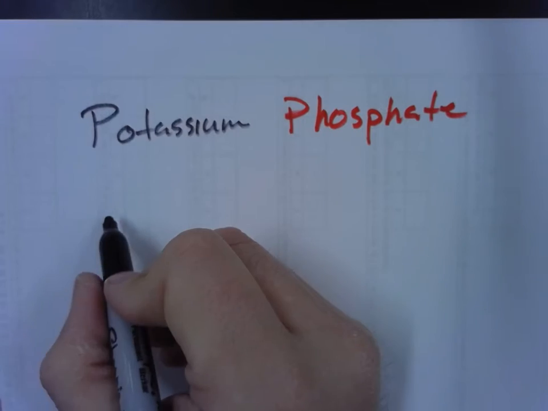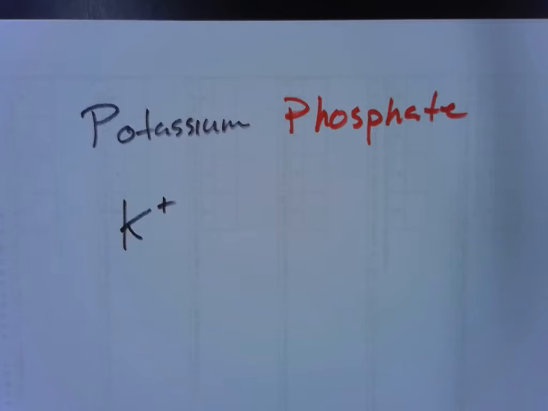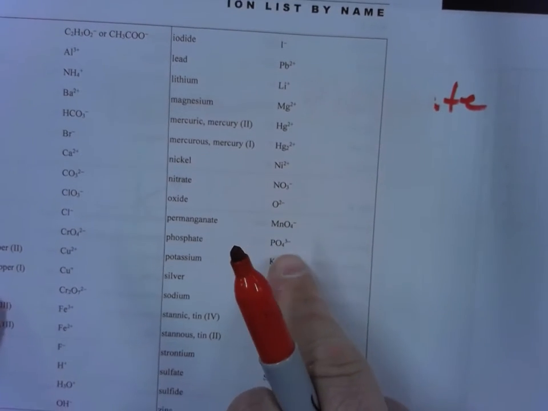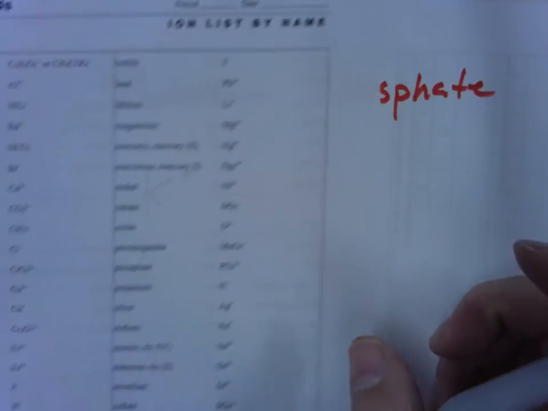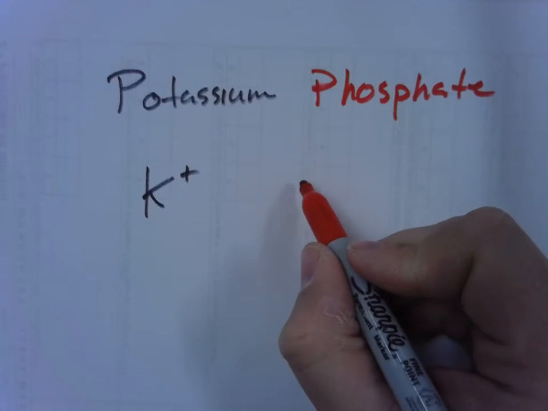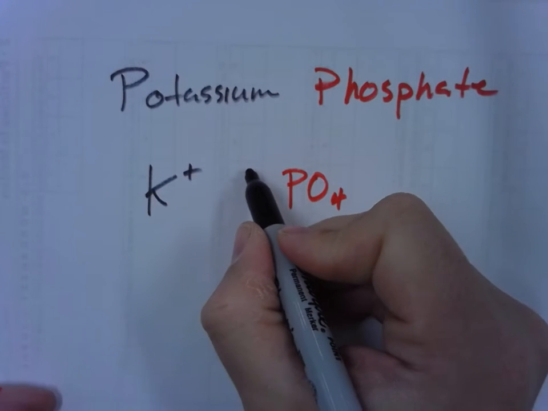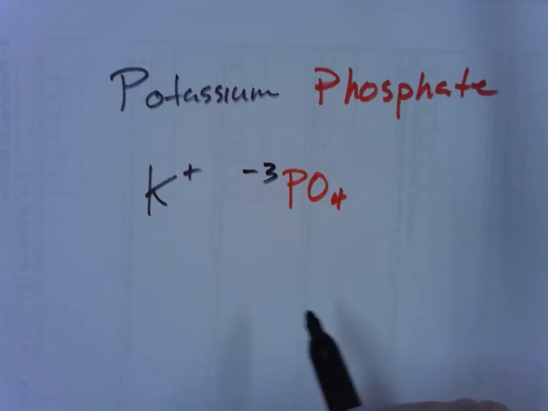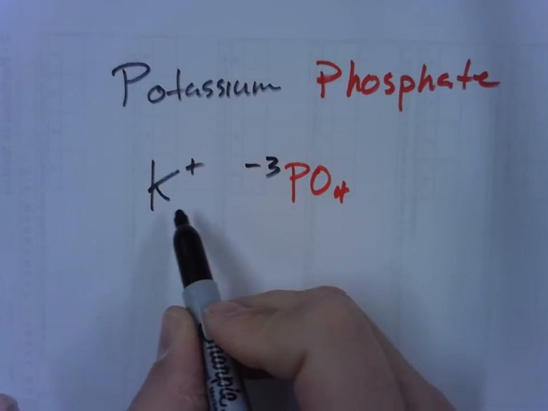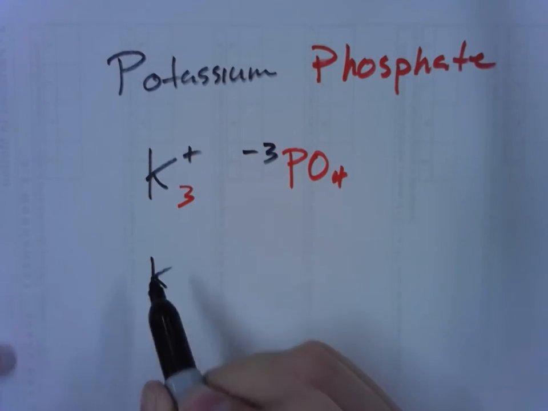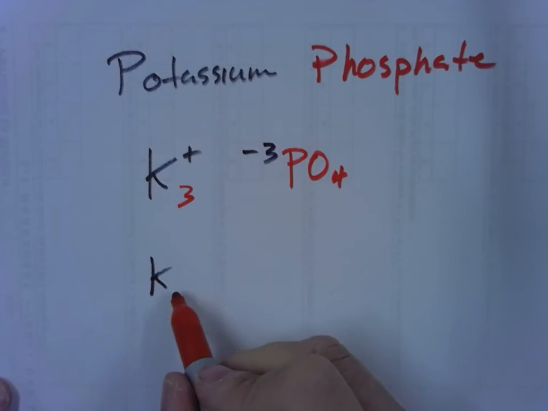Potassium's got a +1 charge when it forms an ion, and phosphate, PO4, where is it? Phosphate right there has a -3 charge. So it's PO4, and it's got a -3 charge. Okay, so we're going to need 3 of these to cancel out that -3. So our formula is going to look like this: K3PO4.